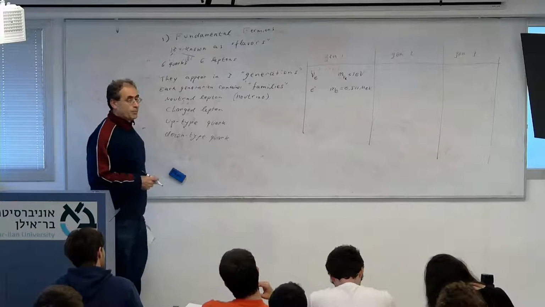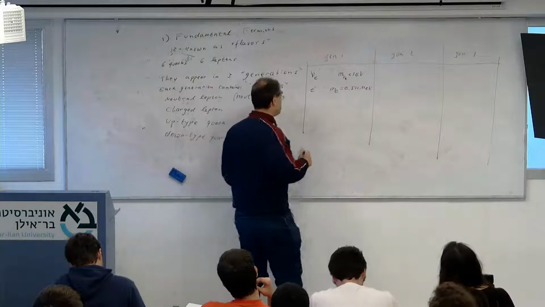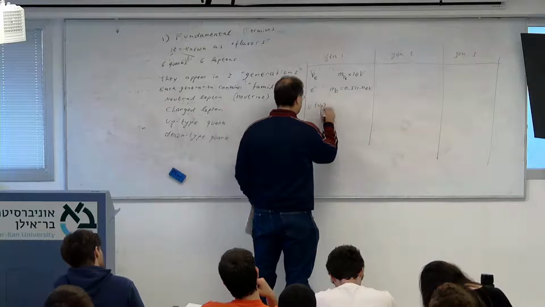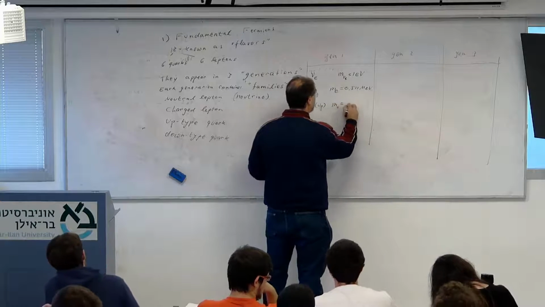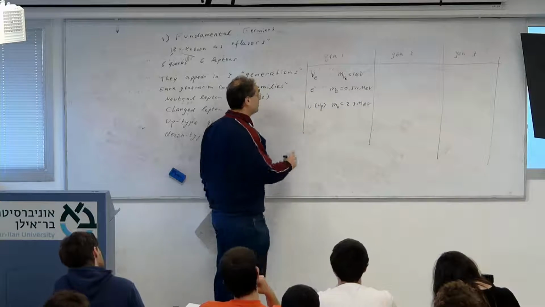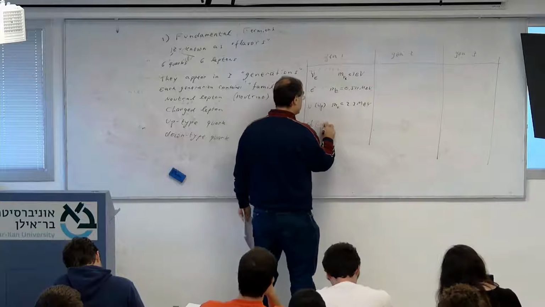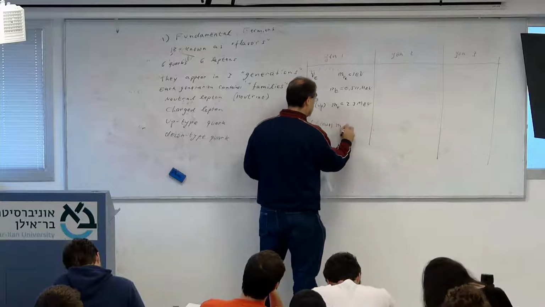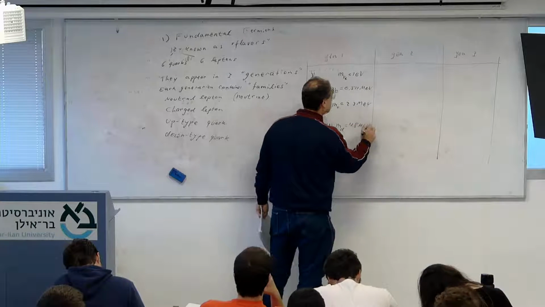Then what is the up-type quark? Simply the up quark, that's right. So U, up. The mass is heavier: M up is 2.3 MeV. And the down-type quark is obviously the down, which is heavier. M down is 4.8 MeV.